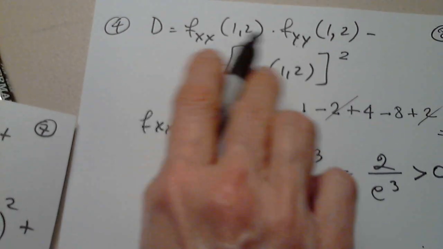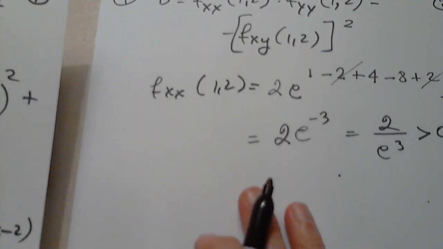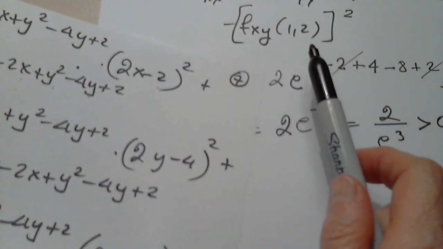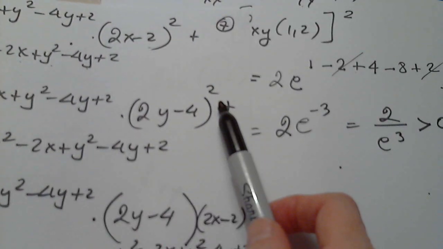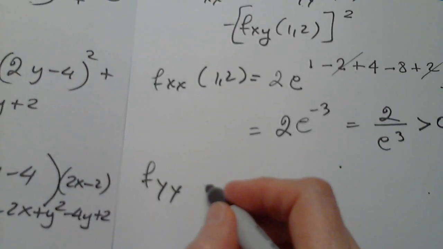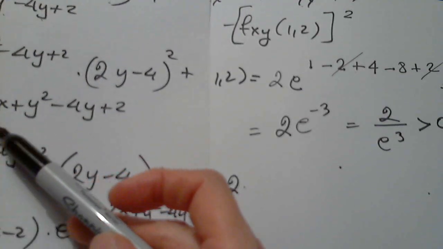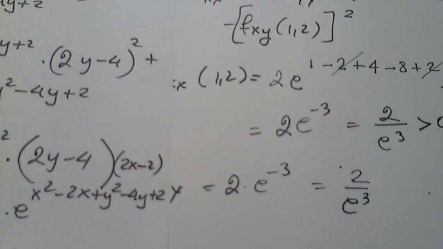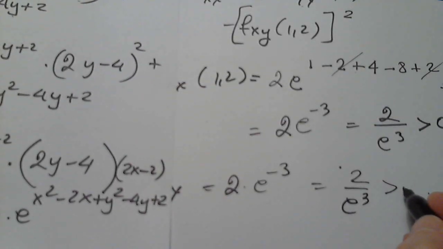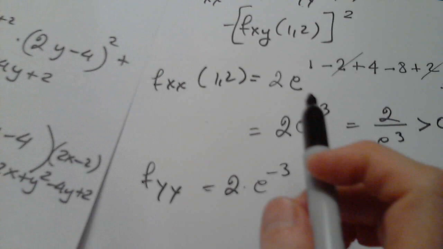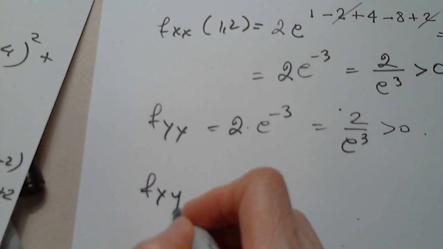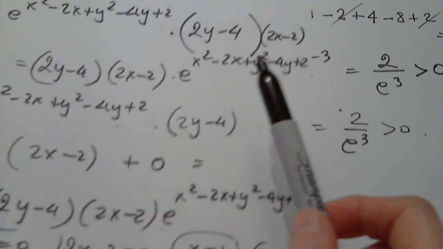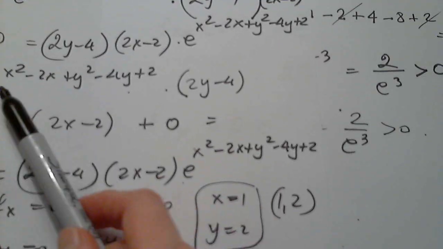Okay, I'll go back and put them in, but now I have to determine fyy. With fyy, when I plug in 2 here, this will go away. So I only need 2 times the same thing, e to negative 3. So this is also 2 over e to the third, which is also positive. Finally, we need to find fxy. But here's what happens. When y is 2, this is 0, this is 0, the whole thing is 0.